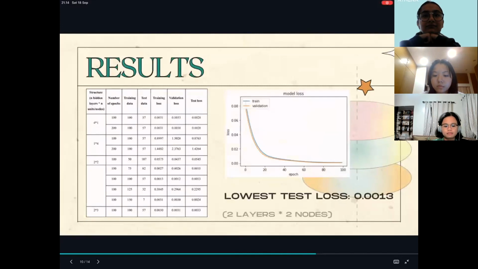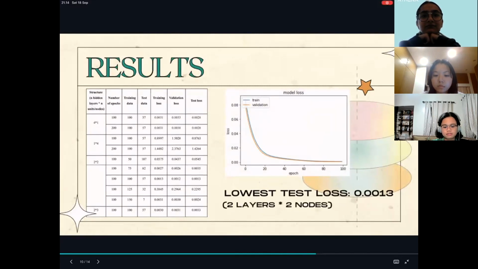And the results we got were overall quite amusing, since we managed to achieve very low error values, with the lowest being 0.0013. And out of all the models we tested, the most effective one only had 2 hidden layers and 2 nodes each. So the structure wasn't too simple or too complex.